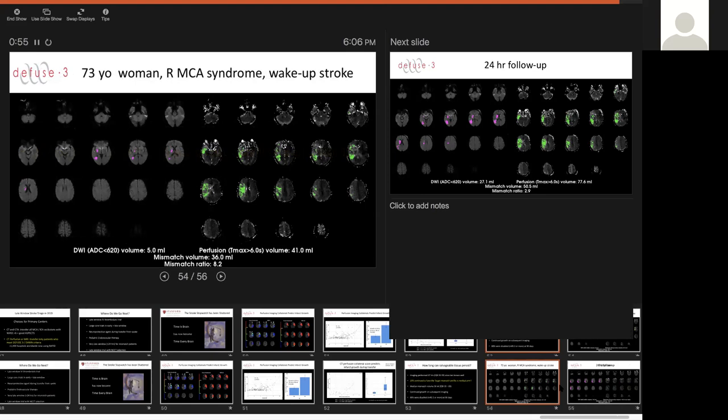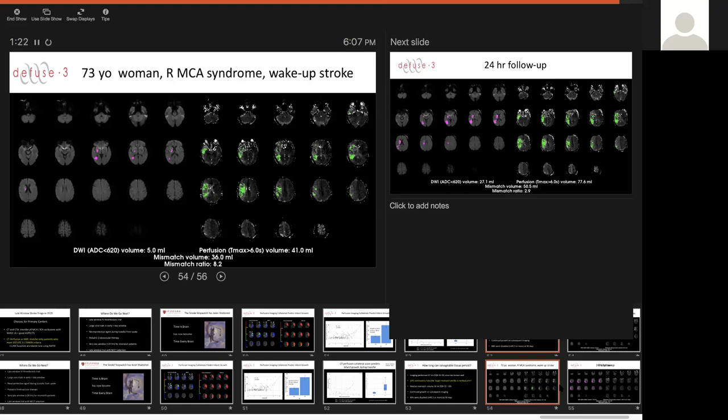So this is one of the control patients who was in the medical arm of DEFUSE 3. You can see she's got a beautiful mismatch, but she has very good collaterals, and you can tell that because despite an MCA occlusion, an M1 occlusion, the Tmax 6 volume is only 41 mL, and it's full of holes. See all the little holes in there? Those are the good collaterals, getting blood in there. But she got randomized to the medical arm, so nothing was done with her MCA occlusion.